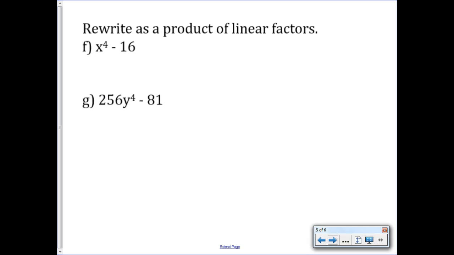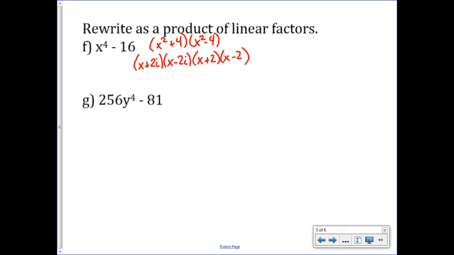So this one says rewrite as a product of linear factors. So this is where we'll take it all the way out. So we have x squared plus 4, and we have x squared minus 4 in this case. So our x squared plus 4 is x plus 2i, x minus 2i, and then x plus 2, and x minus 2.